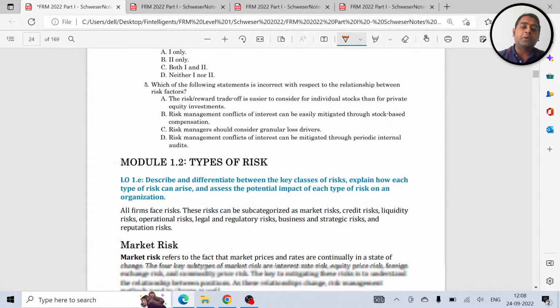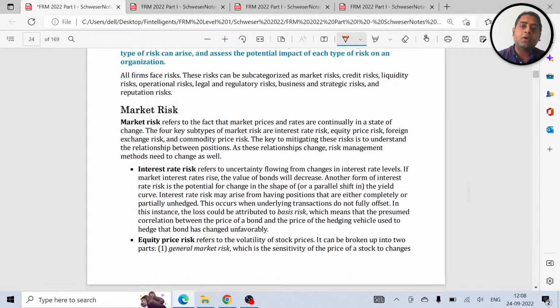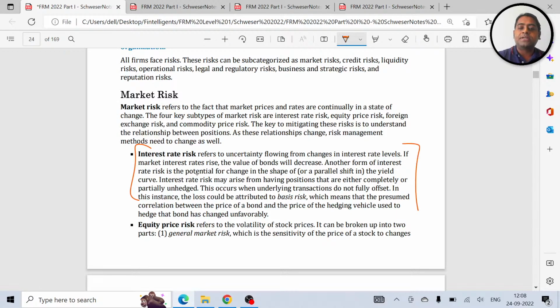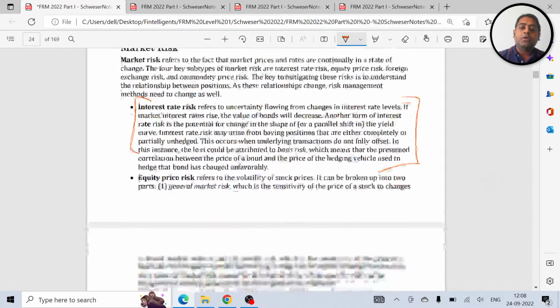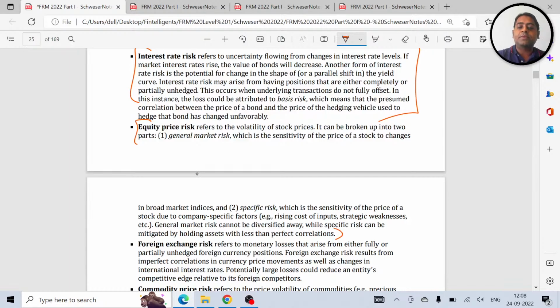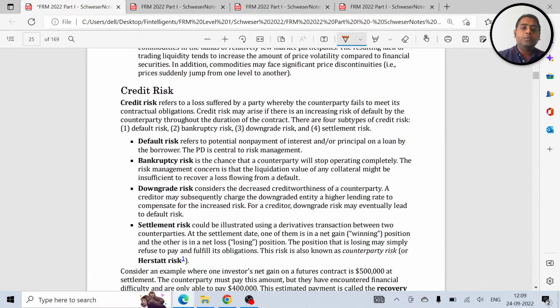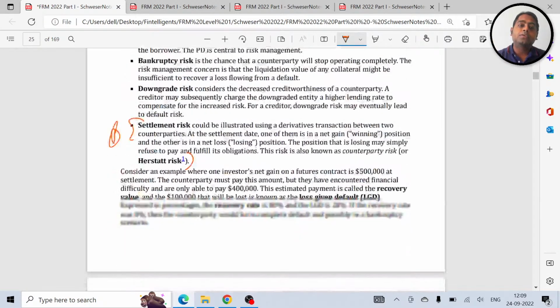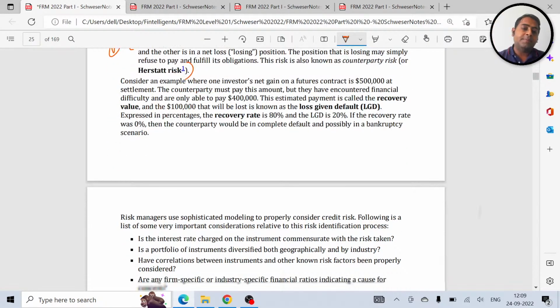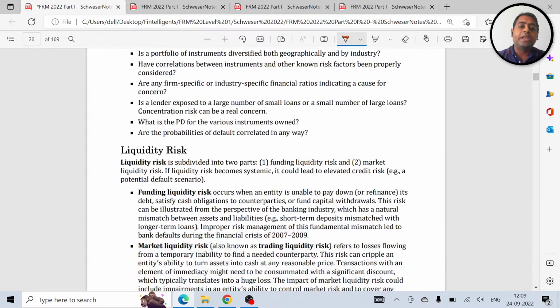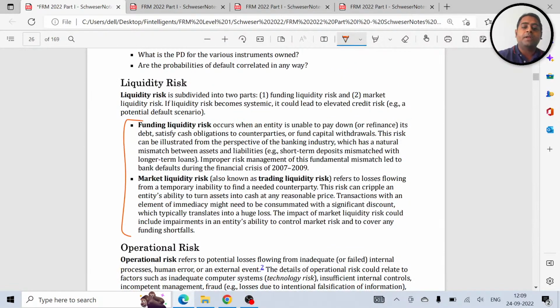With respect to types of risk, you can focus on the interest rate risk to a certain extent, okay, the equity risk to a certain extent, because the diversification and the general market risk is getting repeated in a lot of chapters. Okay, rest you can directly go to the credit risk part. Within the credit risk, settlement risk is important. It can get tested in your exam, so please make sure that you highlight those pointers or you are okay with that concept. And moving ahead, liquidity risk, both of them are important.